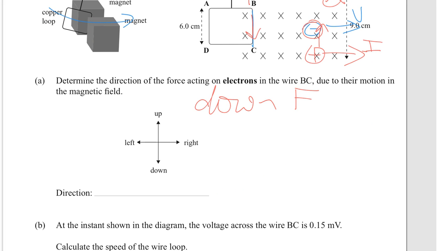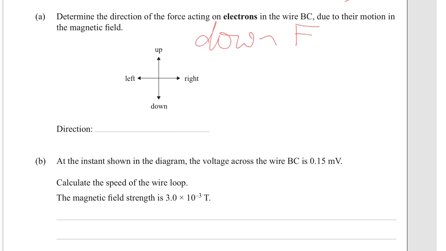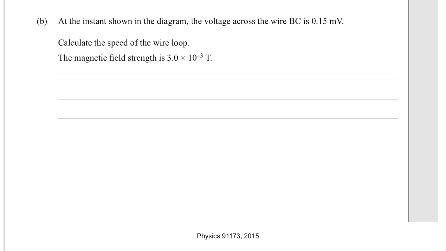Carry on. Oh, look, I see. They've given you a nice diagram to do it all. At the instant shown on the diagram, the voltage across the wire, so V is 0.15 millivolts, times 10 to the minus 3, because it's millivolts. Calculate the speed of the wire on the loop.